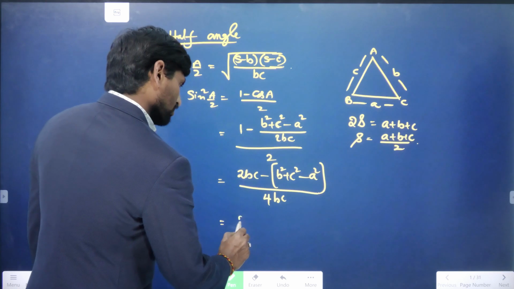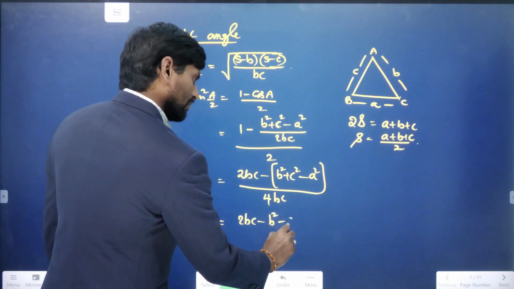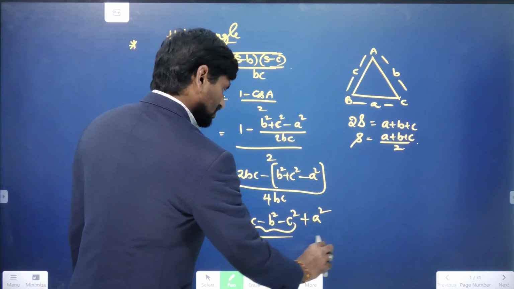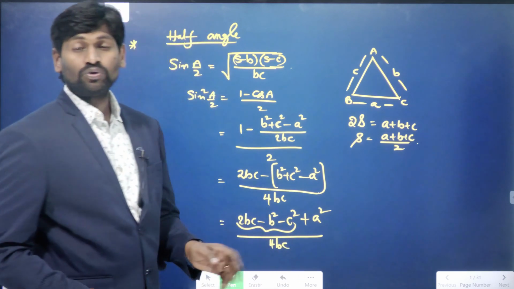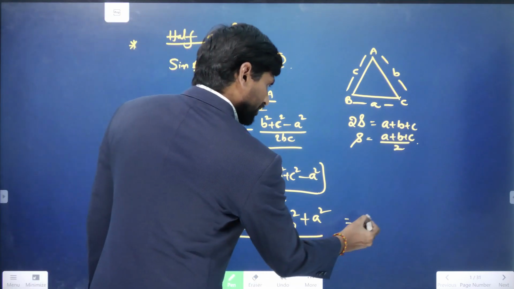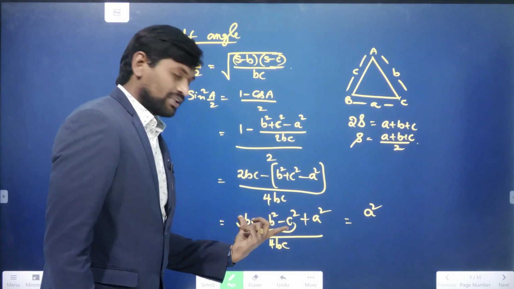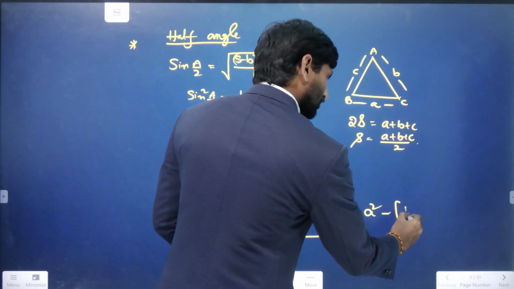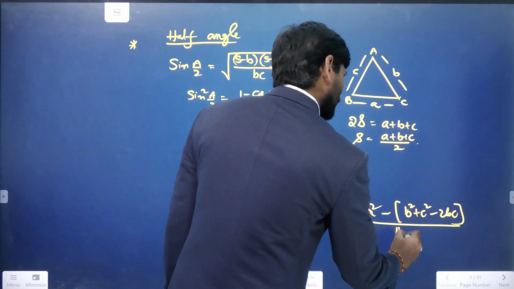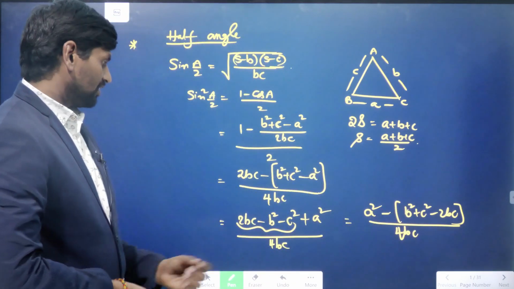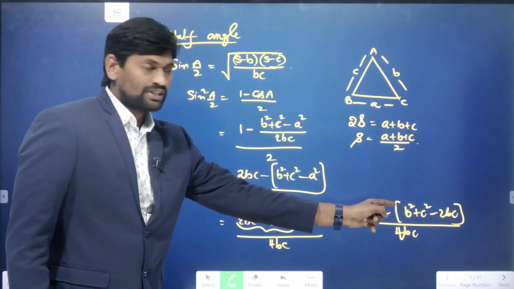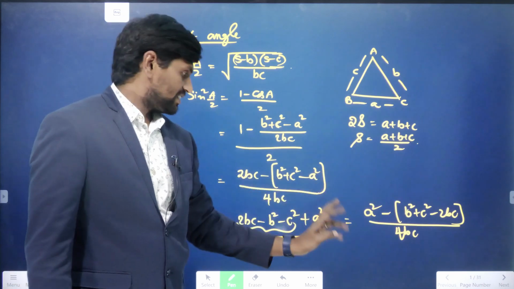That is equal to 2bc minus b square minus c square plus a square. Now, observing the first three terms, they look somewhat like the (a minus b) whole square formula, a square plus b square minus 2ab. So I am writing the a square term first, and from the remaining three terms I am taking minus as a common term, that is (b square plus c square minus 2bc) divided by 4bc. If I take minus common, minus b square becomes plus b square, minus c square becomes plus c square, and plus 2bc becomes minus 2bc.